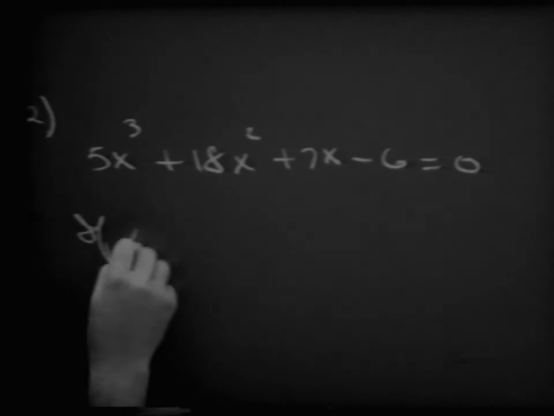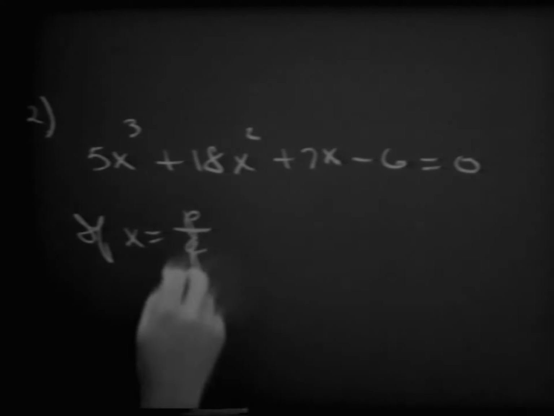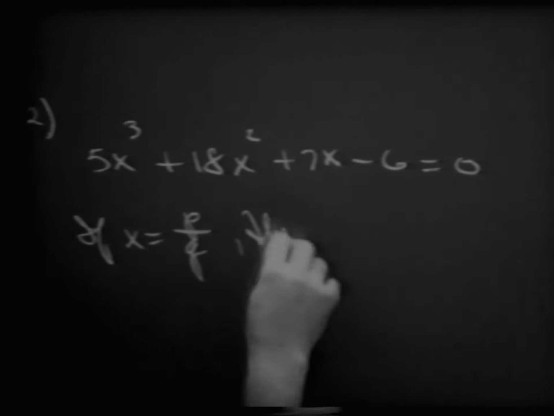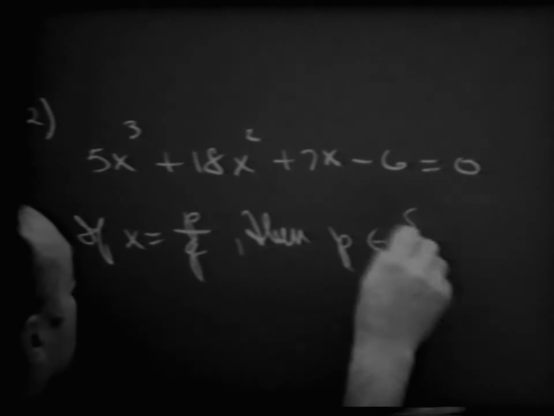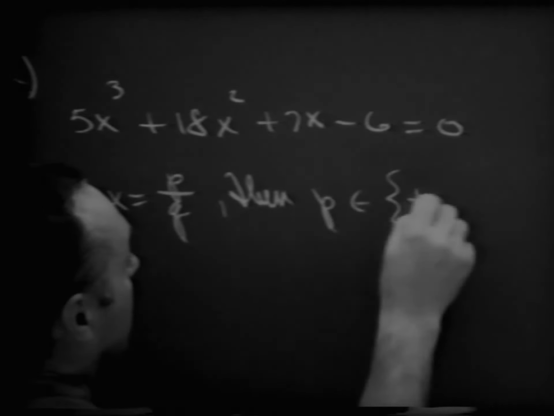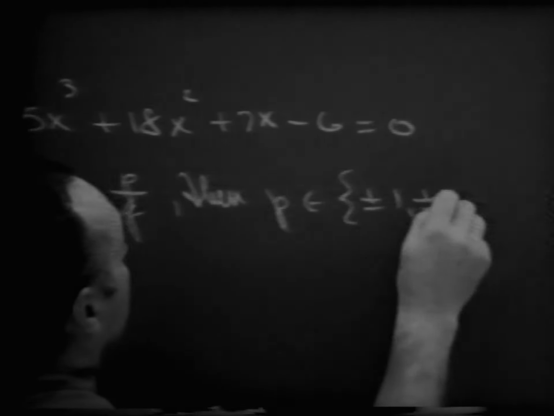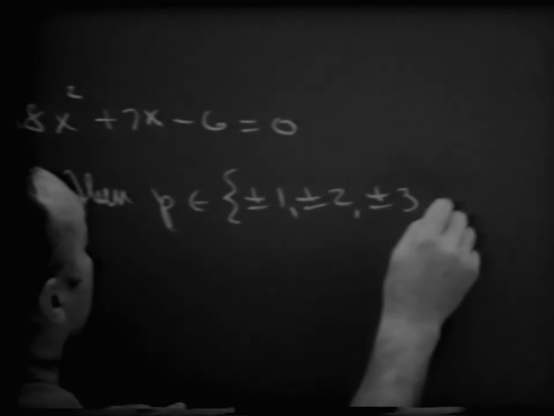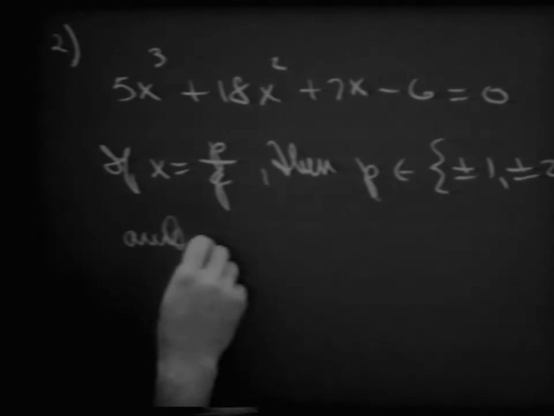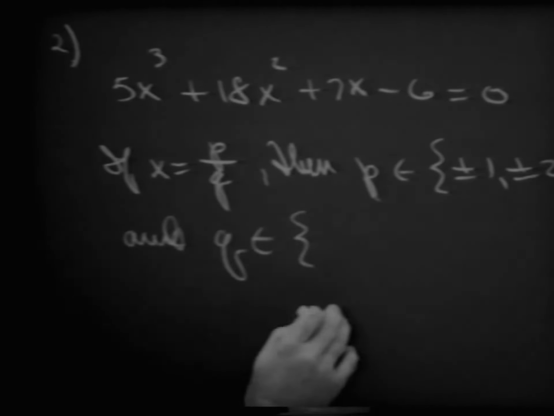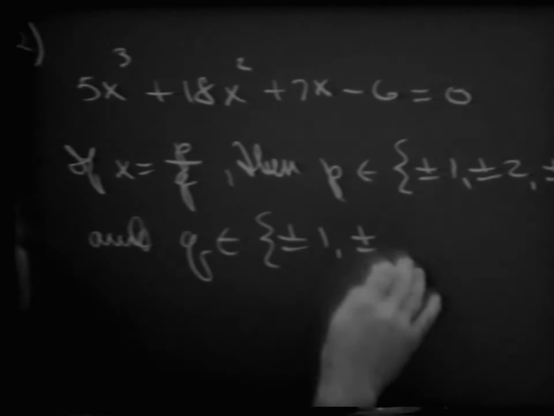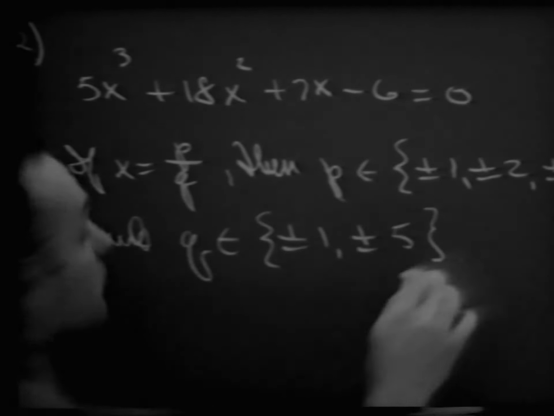So if indeed x is any number of the pattern p over q, that is, if there is a rational root for this equation, then p must belong to what set of elements? Well, all possible factors of negative 6, which are plus or minus 1, plus or minus 2, plus or minus 3, plus or minus 6. And q must be a factor of what numbers? It must belong to what set of elements? Plus or minus 1 and plus or minus 5. Well, there are not too many to check there.